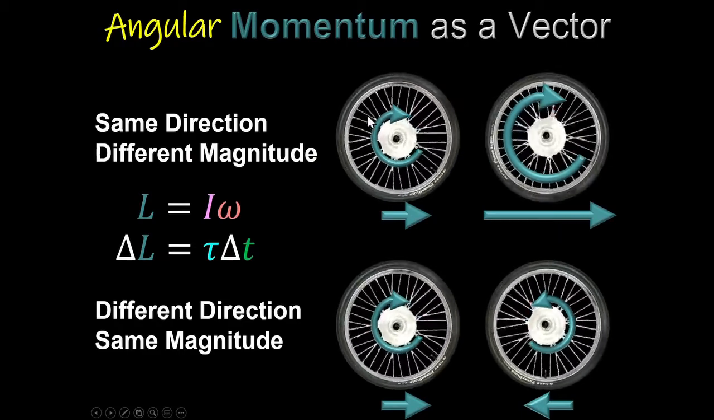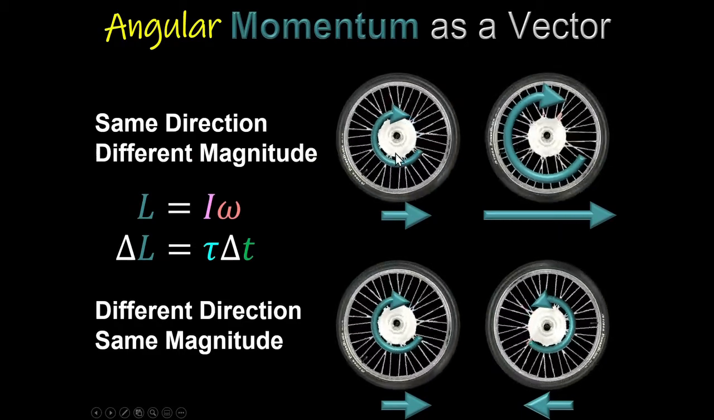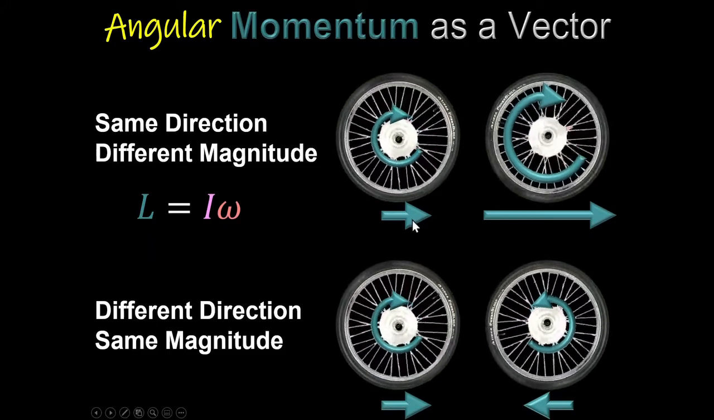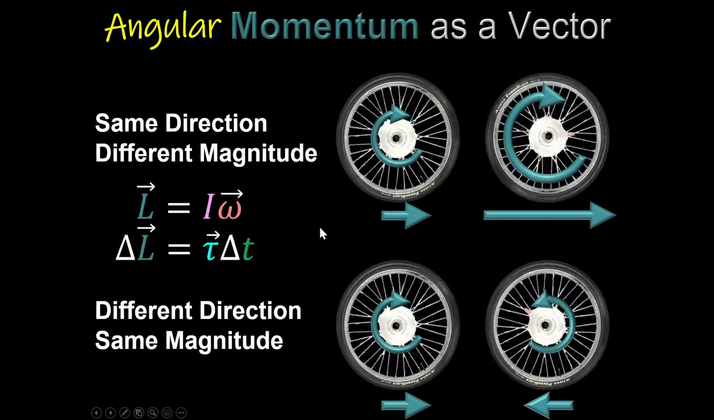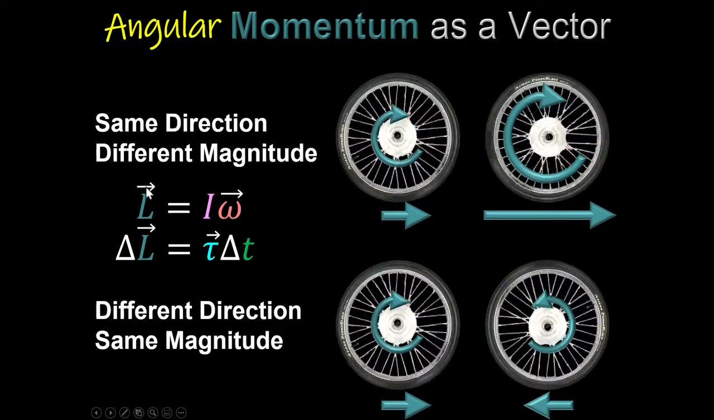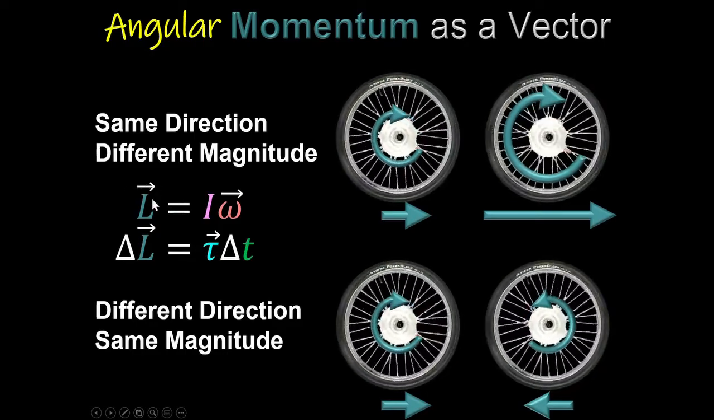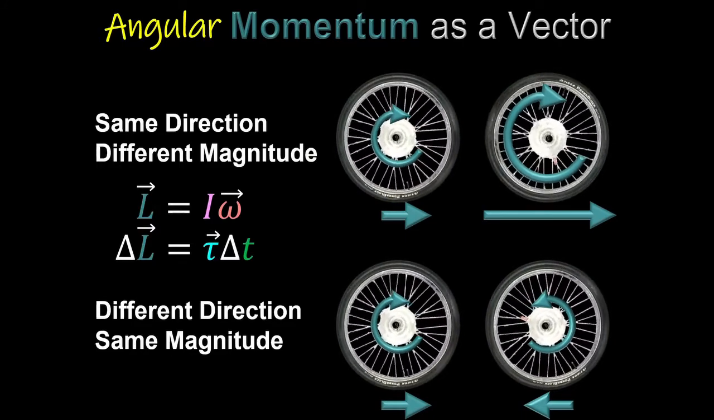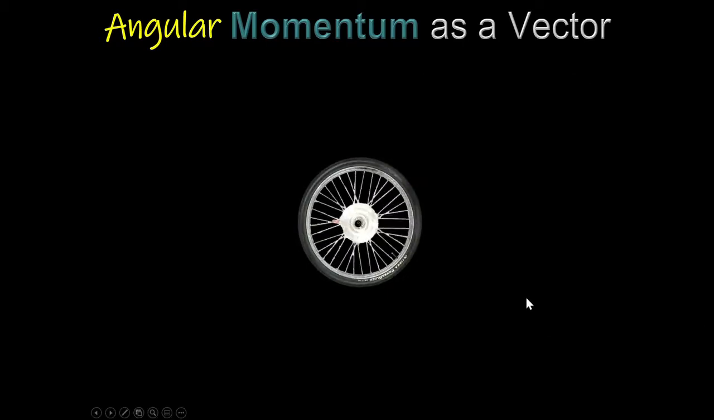The challenge here is to be able to take this curved arrow and turn it into a straight arrow that we typically do vectors with. We're going to change these equations to have vectors over the top of it. And that's going to open up a whole new world of problems that we can now understand.